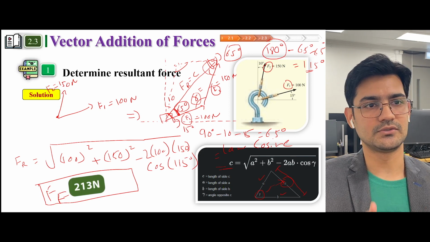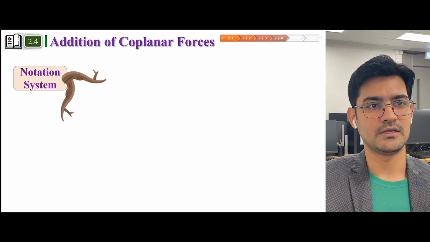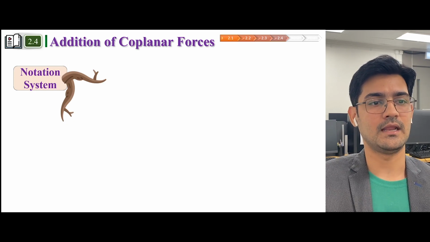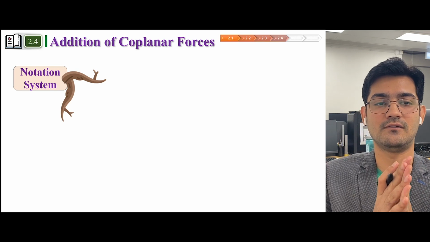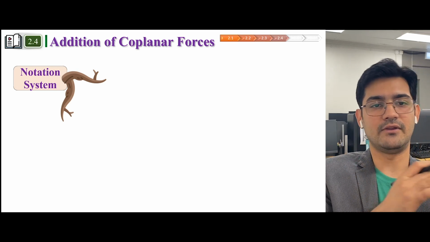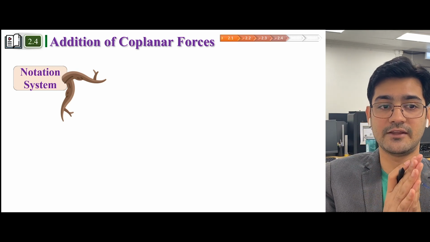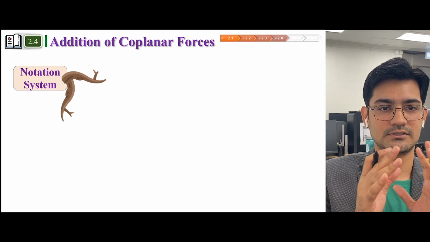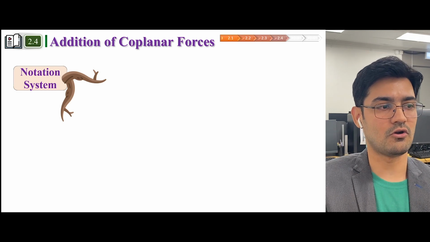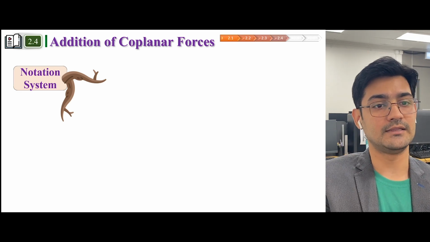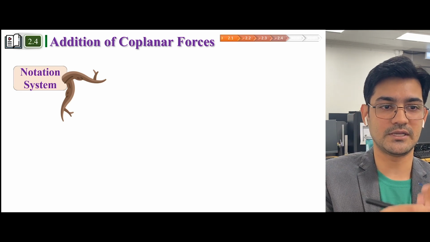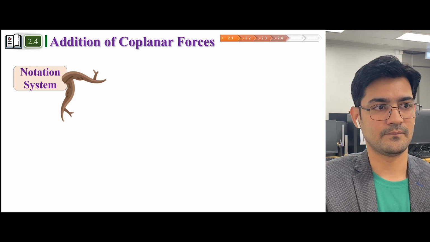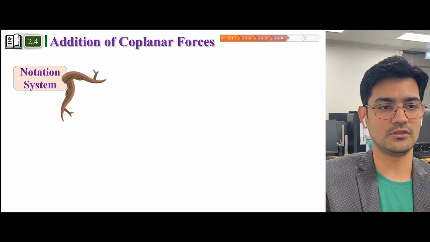Okay, so let's go to the next section, which is on addition of coplanar forces. Now, when a force is resolved into two components, like we have also resolved one force into two components, but if these components are rectangular, then that system is called a rectangular component system. And this is very important, because when something is rectangular, it becomes much easier to solve. So then we don't have to remember all these formulas.